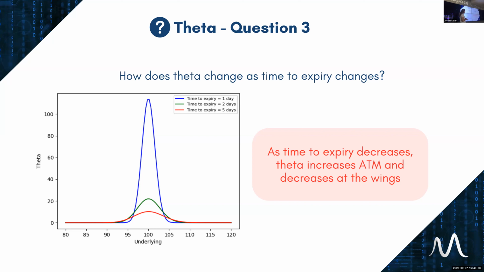You can think of it this way: let's say you have 5 days expiry versus 1 day expiry, and you're in the money for a call. With 5 days expiry, you're kind of already stuck in the money, but there's more impact of 1 day than if you just have 1 day expiry and nothing's really going to happen anyway. So as your time to expiry increases, the theta will increase at the wings. Does anyone have any questions about that?